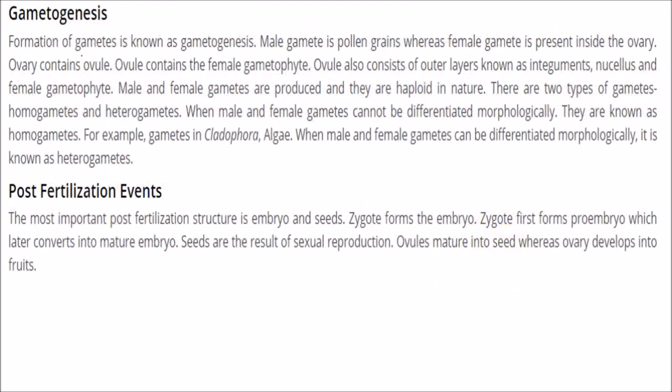Gametogenesis. The formation of gametes is known as gametogenesis. The male gamete is in the pollen grains, while the female gamete is present in the ovary. The ovary contains ovules, and the ovule contains the female gametophyte. The ovule consists of outer layers called integuments, the nucellus, and the female gametophyte. Male and female gametes are produced and are haploid in nature, meaning half the chromosomes.